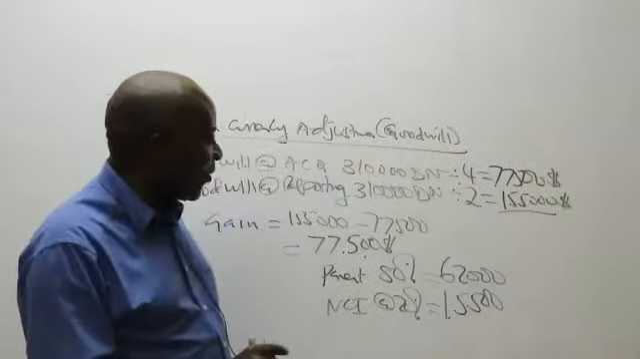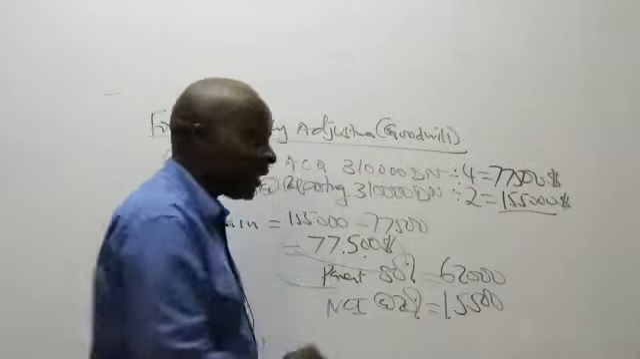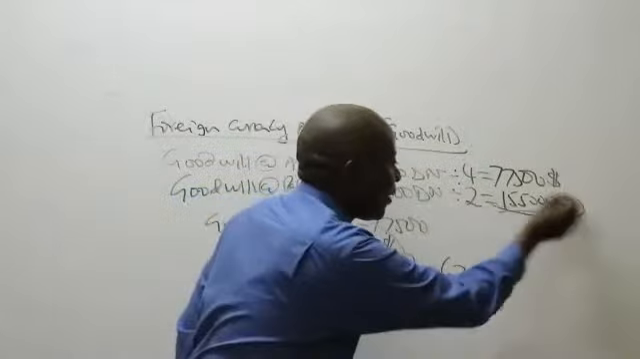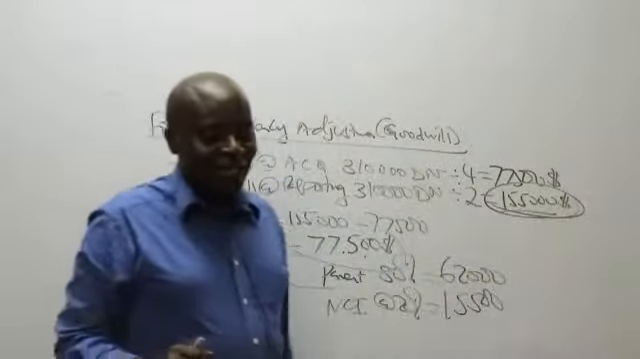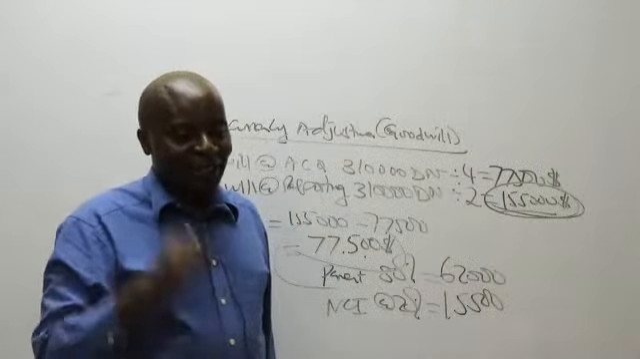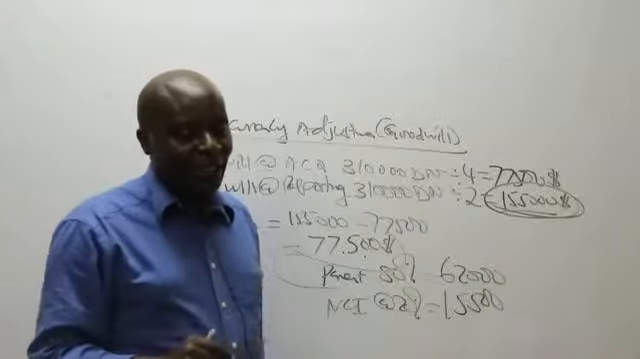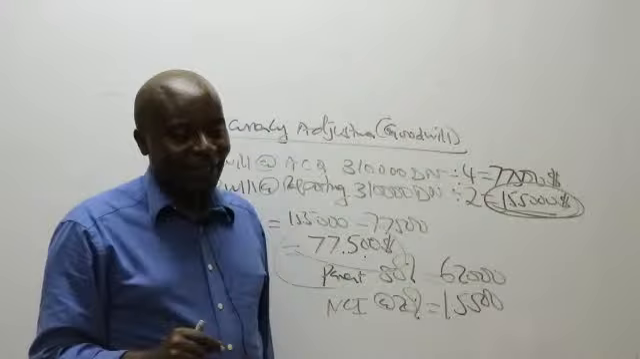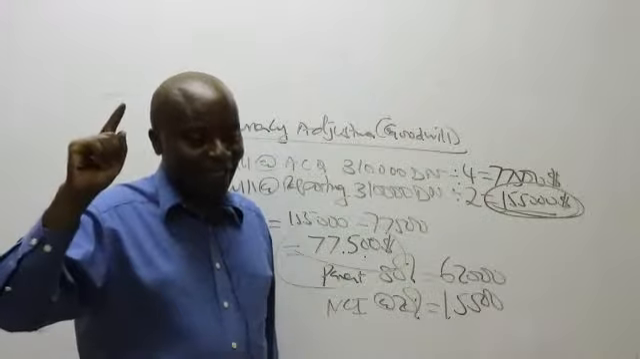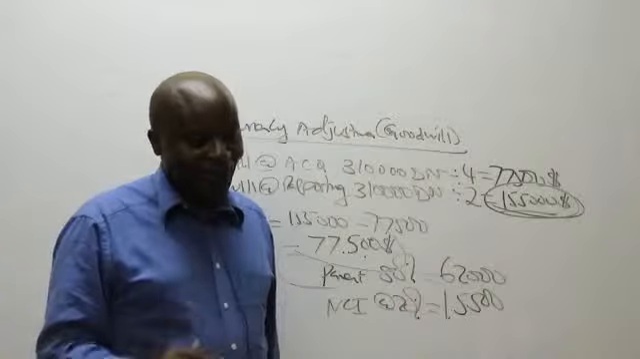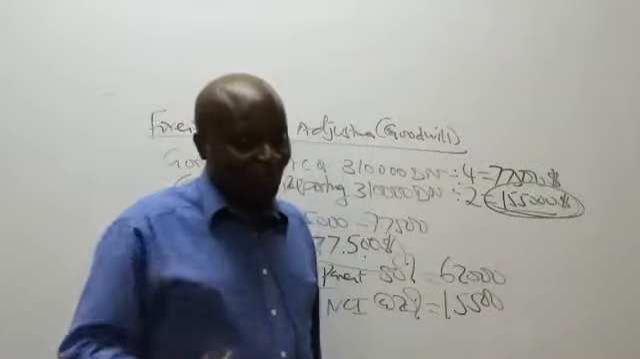62,000. No. This is an income statement thing. It is here. Goodwill at reporting, $155,000. Thank you very much. So have you inserted that thing there? Have you been able to insert that thing there?